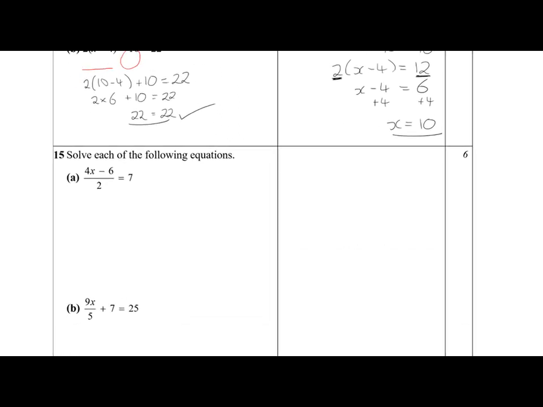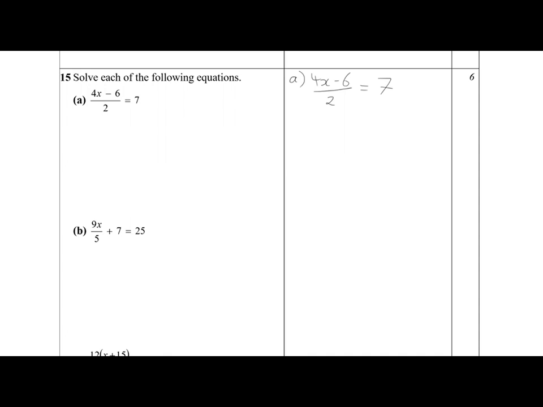Okay, so 15 is a bit longer. It involves division. Division is always a little bit harder and more than 2 steps. Now we're looking at sort of 3 or perhaps even 4 steps as we move along. So in part A, we have got 4x minus 6 divided by 2 is equal to 7. Notice the last thing I said was divided by 2.